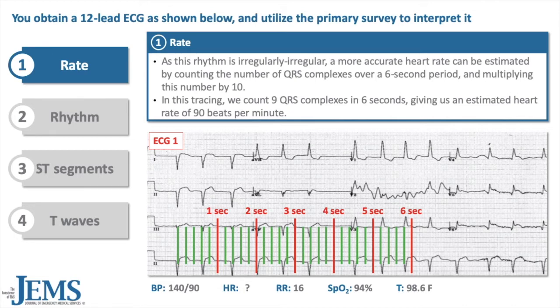You go on to obtain a complete set of vitals, which gives you a blood pressure of 140/90, the heart rate we just determined as 90, the respiratory rate you find to be 16, oxygen saturation 94%, and temperature 98.6 degrees Fahrenheit. So this indicates that the patient is hemodynamically stable, at least for the moment.